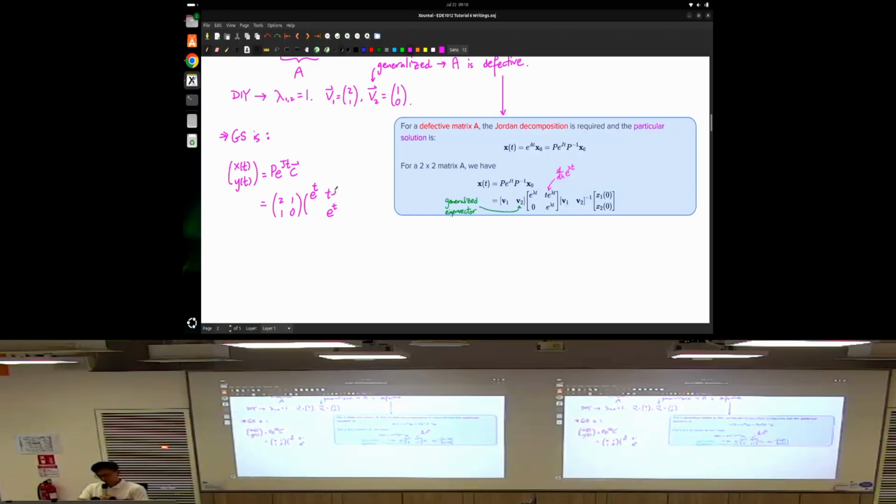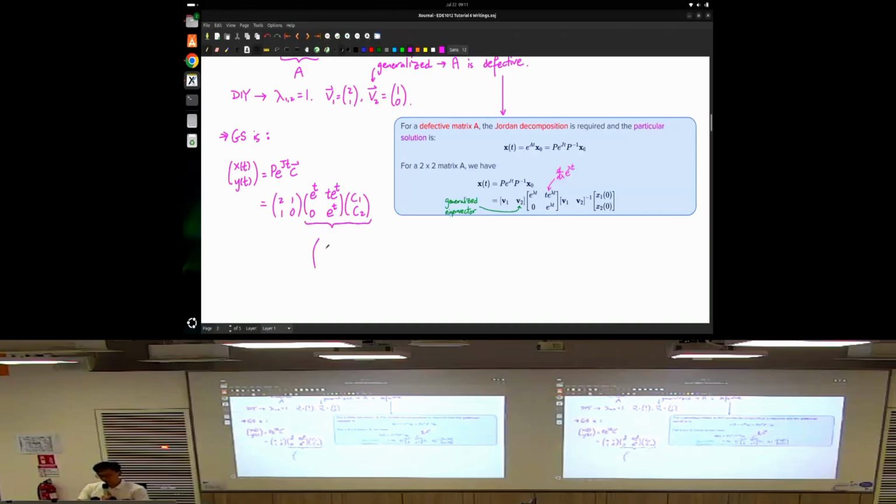Because you are differentiating with respect to lambda, this is d lambda, so it's always having a t here. It doesn't matter what lambda is; this is always t e to the lambda t. Is that all right? So this is your solution form. If you write this down correctly, you will get substantial marks already.